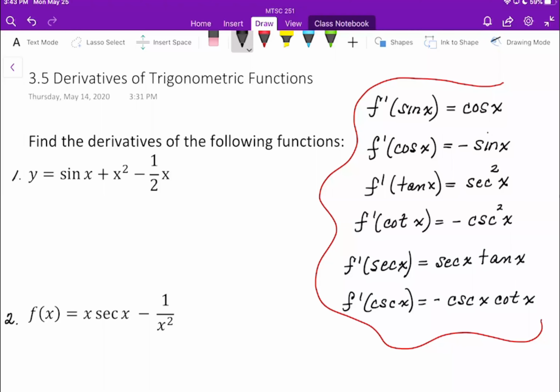In this section, we're finding derivatives of trigonometric functions. Let's first remember our basic trig functions. That is, the derivative of sine of x is cosine of x. The derivative of cosine of x is minus the sine of x.